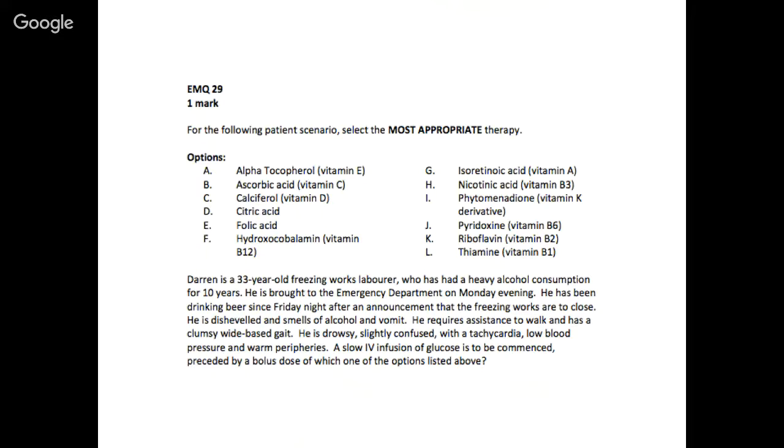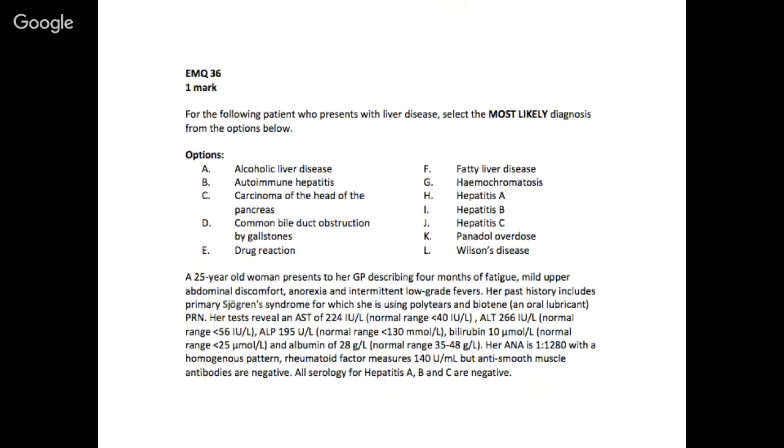This is pretty much an alcoholic, so what vitamin is he going to be deficient in? Yep, mainly thiamine, vitamin B1. So remember what I won't tell you now. There's a lot of complex information in that question, but you really only need to look at a few words to get the answer. Sjogren's, we're talking about rheumatoid, smooth muscle, antibodies, autoimmune, okay?